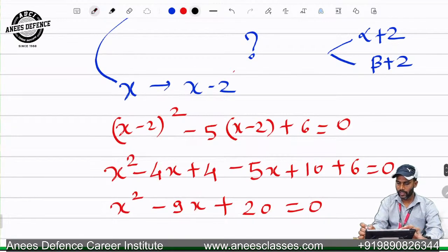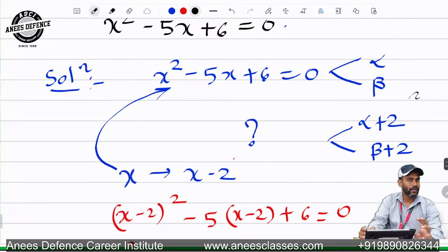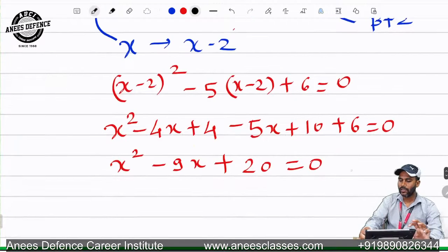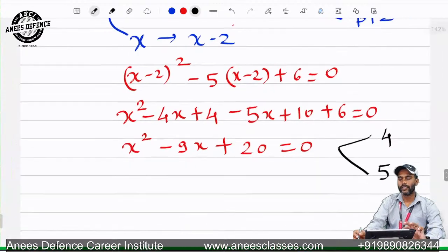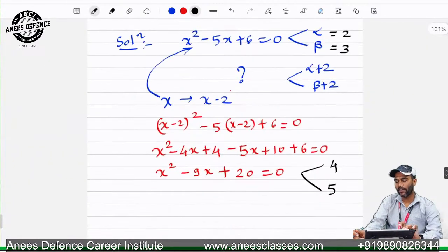Now let us check whether our answer is correct or not. We already know this is a very famous equation. Roots are 2 and 3. Yes or no? Now if you see here, you will get roots 2 plus 2 is 4 and 3 plus 2 is 5. 4 plus 5 is 9 and 4 into 5 is 20. Yes or no? Is it correct? Yes, sir. But no need to check every time.